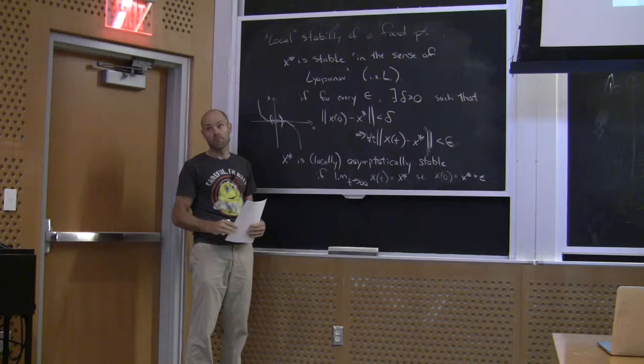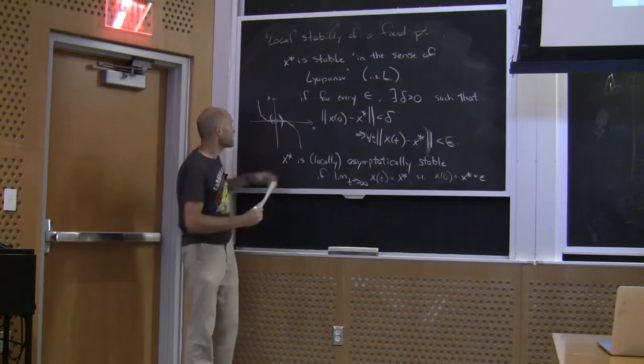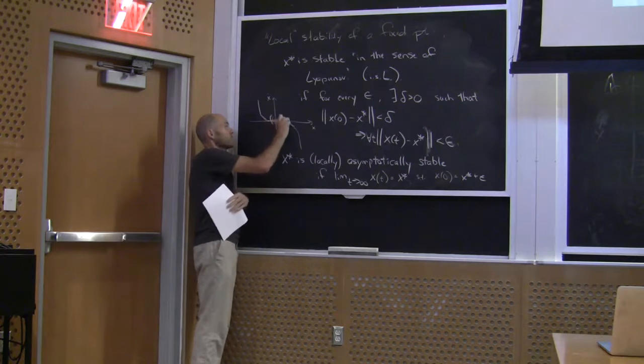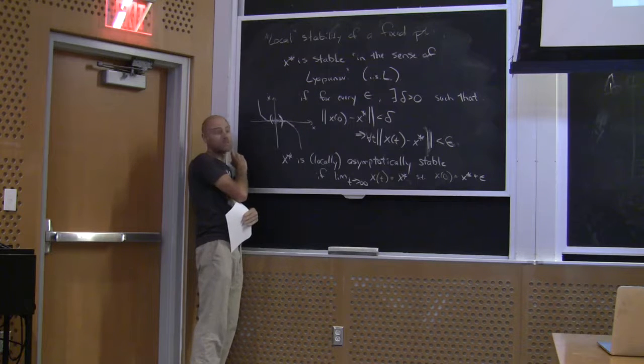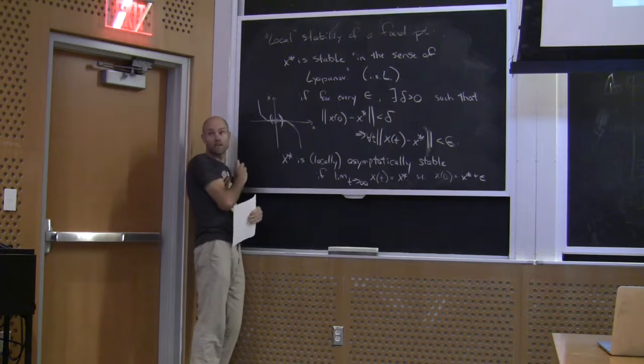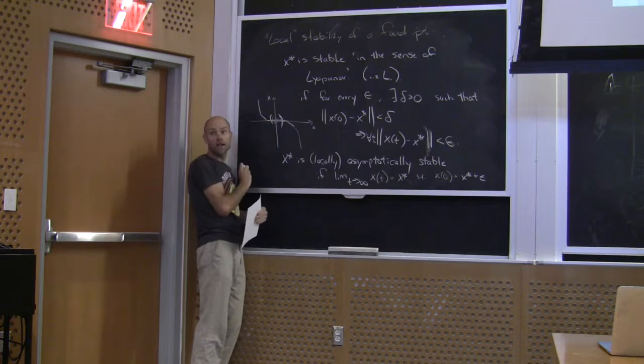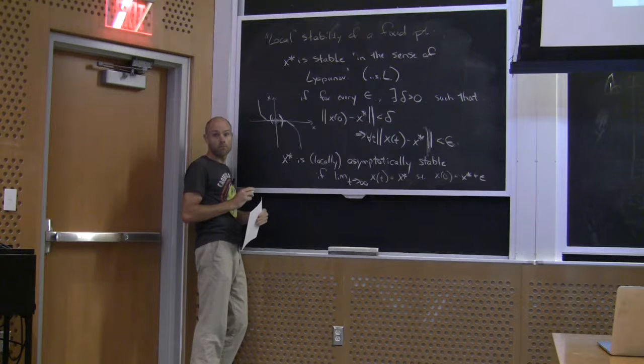I'm specifically talking about when it's flat. When it's flat, I would actually say that this has got an infinite number of fixed points along there. And any one of those you pick would be stable in the sense of Lyapunov, and none of them would be asymptotically stable.